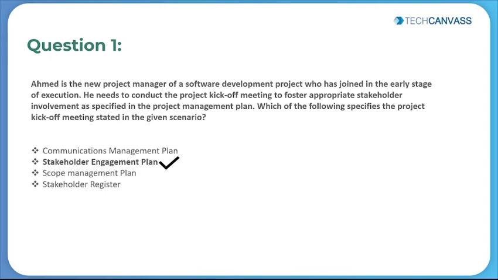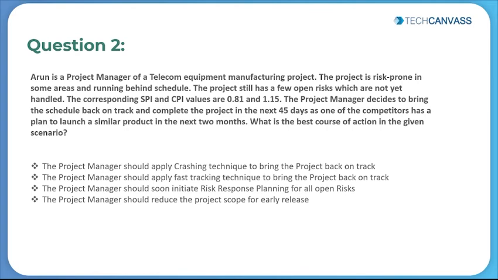Now moving on to the second question. Arun is a project manager of a telecom equipment manufacturing project. The project is risk prone in some areas and running behind schedule. The project still has a few open risks which are not yet handled. The corresponding SPI and CPI values are 0.81 and 1.15. The project manager decides to bring the schedule back on track and complete the project in the next 45 days, as one of the competitors plans to launch a similar product in the next 2 months. What is the best course of action in the given scenario?